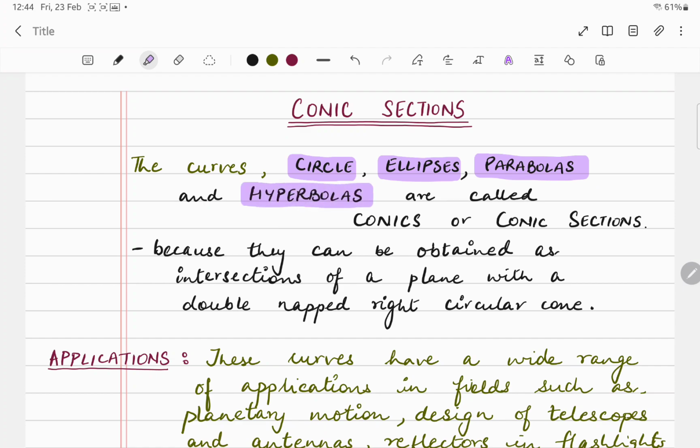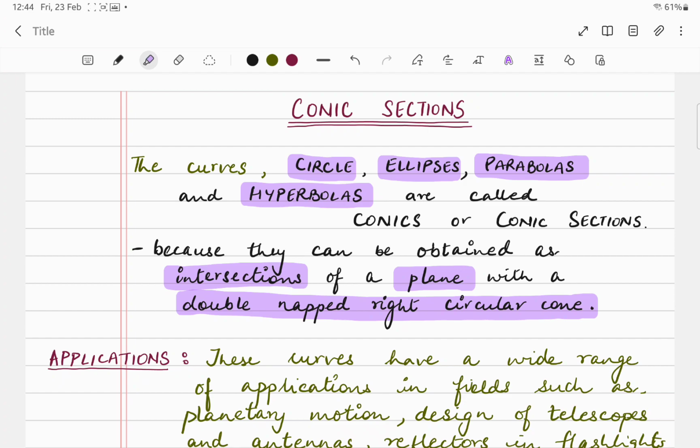There is a reason why they are called conic sections: they are obtained when a plane intersects with a double napped right circular cone. So when a plane intersects with a double napped right circular cone, it gives you one of those curves, right? We are going to learn more about what this double napped right circular cone is and what intersections we are talking about.